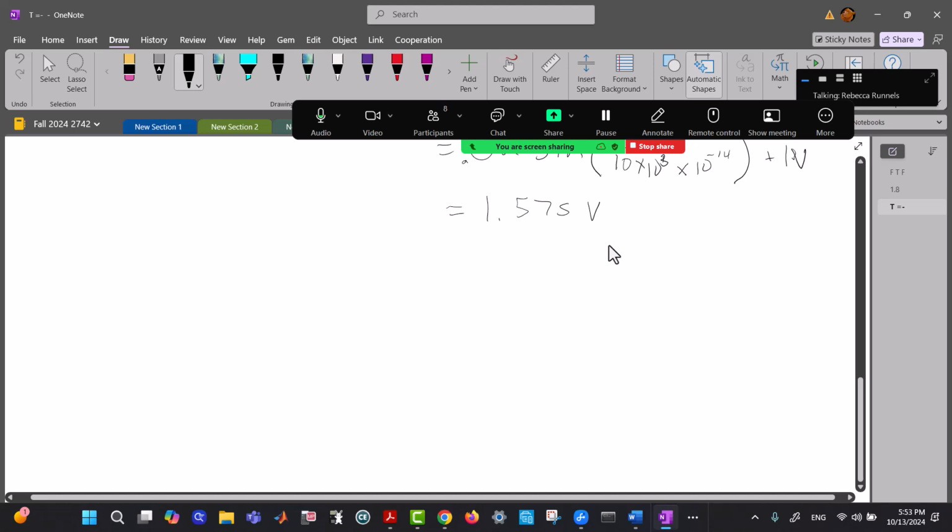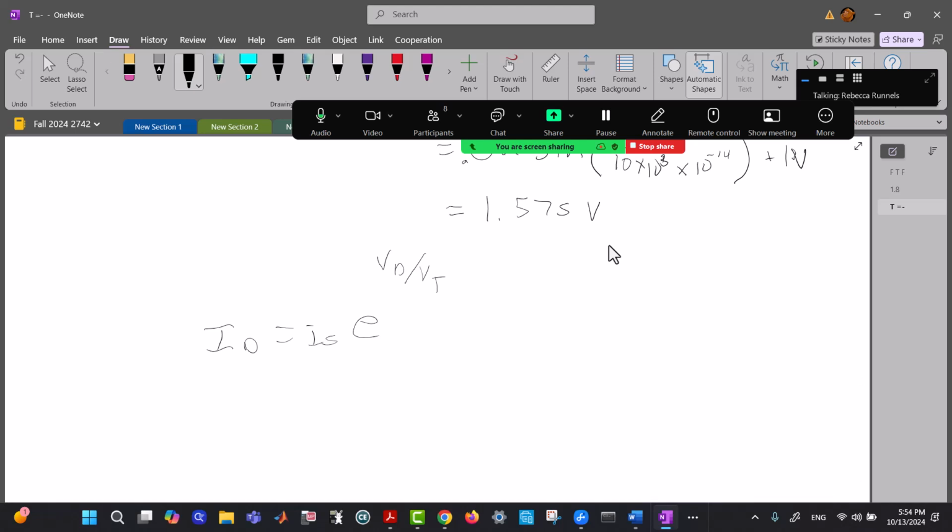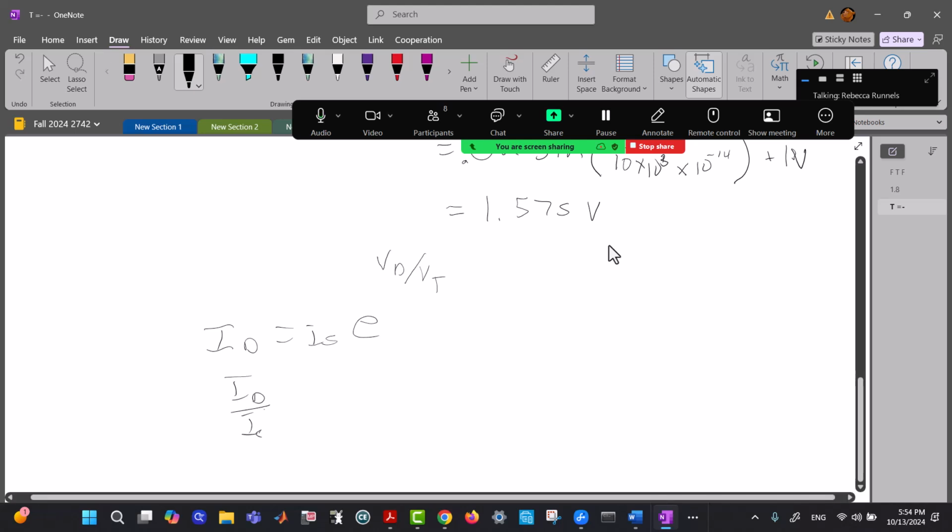Anytime you have an equation where your variable is in the exponent and you need to get the variable out of the exponent, what you do is you take the natural log of both sides. Except you have to have just the base on that side, so ID over IS equals E to the VD over VT. Remember, E is just a number. And then you take the natural log of both sides.